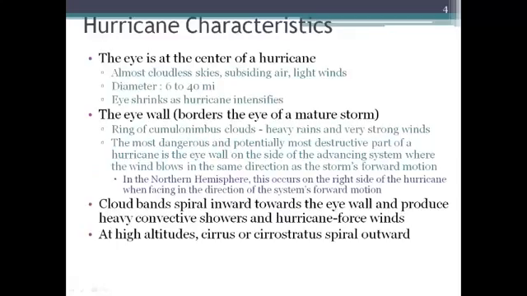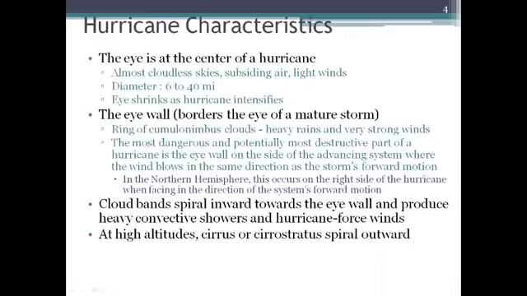The characteristics of a hurricane include the eye of the storm, which is the center of the hurricane. It's where there's no clouds and the air is subsiding, there's light winds, so if you're on the surface and the eye of the storm is passing over you, it seems like just a fine weather day. The diameter of the eye can be anywhere from 6 to 40 miles, and the tighter the eye, the stronger the hurricane.